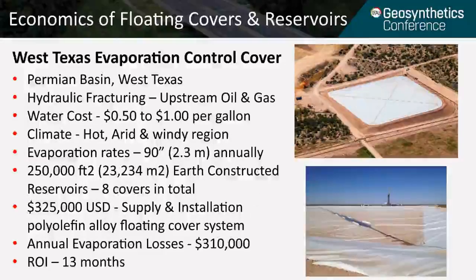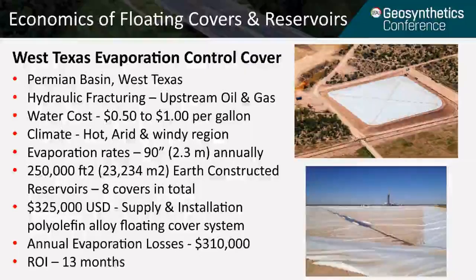So let's look at the economics of floating covers and reservoirs for water savings. This is the West Texas Evaporation Control Cover Project, located in the Permian Basin in West Texas. It was part of upstream oil and gas hydraulic fracturing, and the water costs were quite high in this region, averaging 50 cents to $1 per gallon. The region is known to be very hot, arid, and windy, and evaporation rates can reach as much as 90 inches, or 2.3 meters, annually.